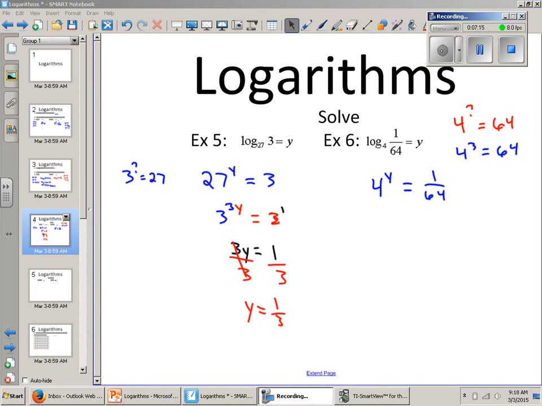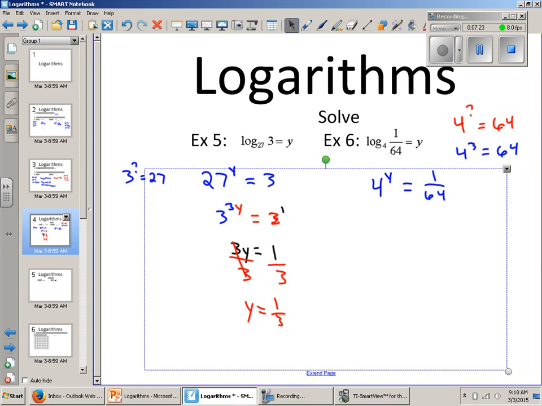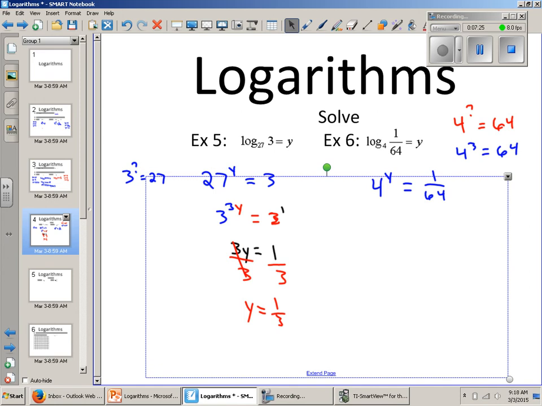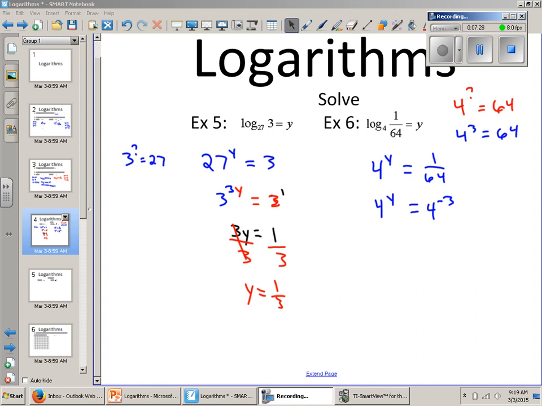Okay, but I don't want 64. I want 1 divided by 64. So if we remember, we make that exponent negative. So I have 4 to the negative 3rd power. So 4 to the negative 3rd power is 1 divided by 64. If you want to check it, go to your calculator and check it.